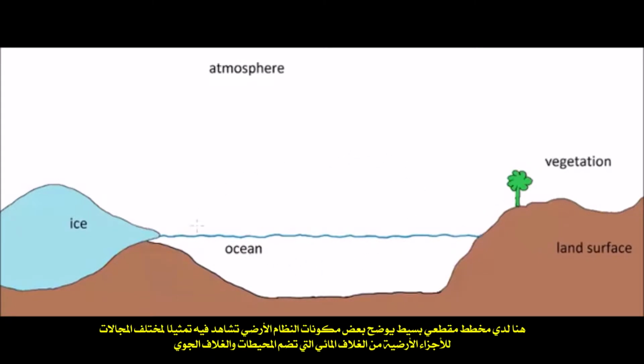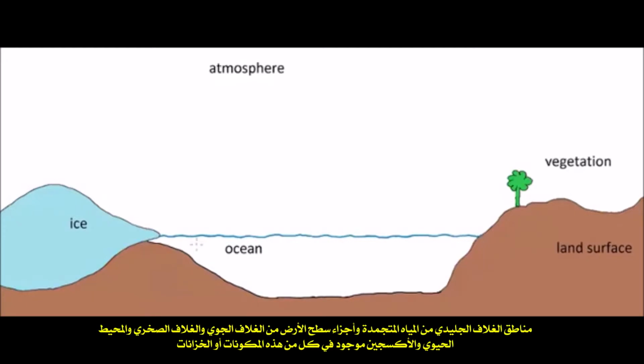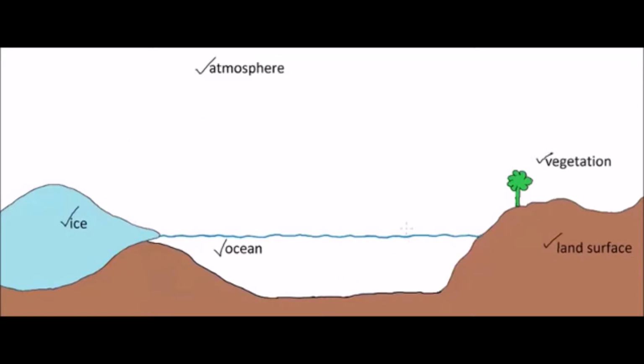Here I have a simple cross-sectional diagram illustrating some of the components of the Earth system. Specifically, you see a representation of various spheres of the Earth. Portions of the hydrosphere, comprising the oceans, the atmosphere, the cryosphere, areas of frozen water, the land surface, portions of the geosphere and lithosphere, and the biosphere. And oxygen is present in each of these components or reservoirs.